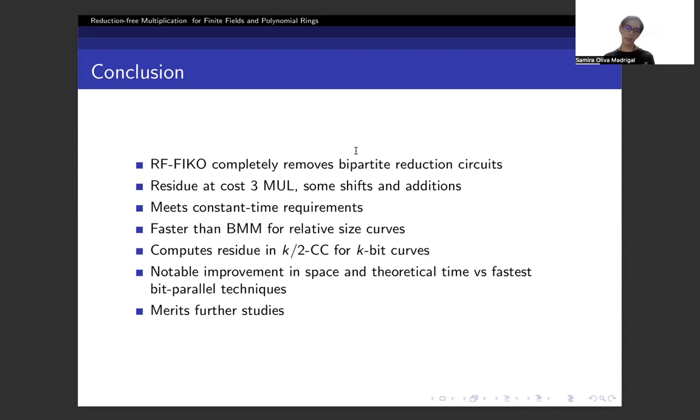We estimate notable improvement with respect to space. And we compared with some of the fastest ones for GF2 to the 163. There was a notable improvement. And of course, we expect the same with respect to time. And our conclusion is that this was just a straightforward implementation, and there are clearly many other ways in which it can be improved and incorporated with other techniques. We believe that it merits further study. And thank you so much for your time.